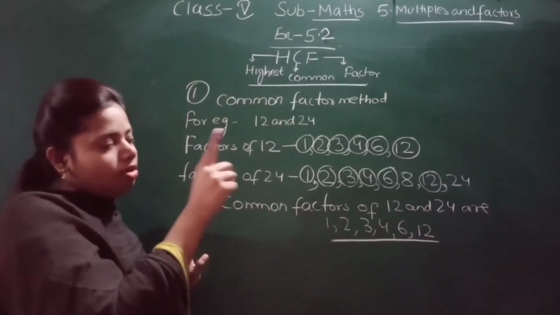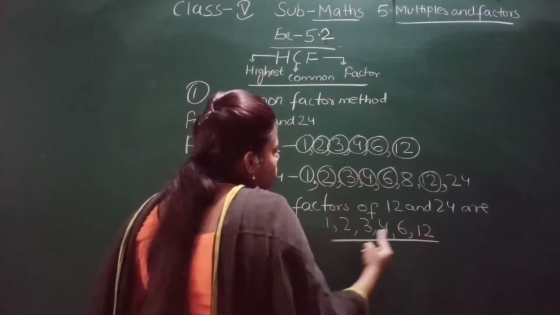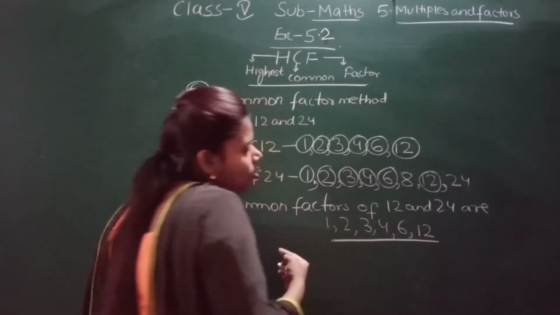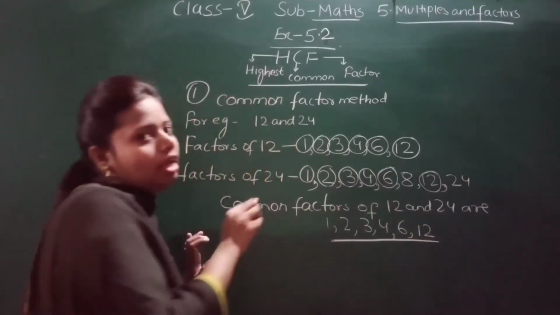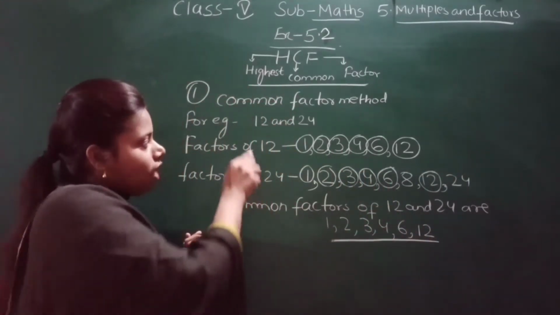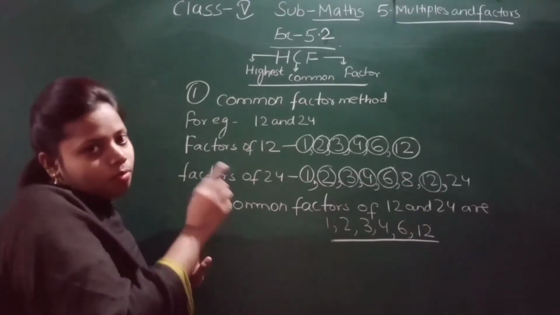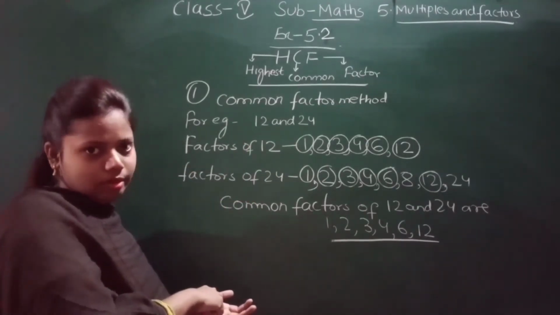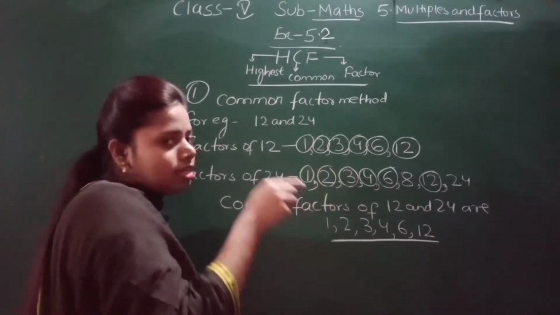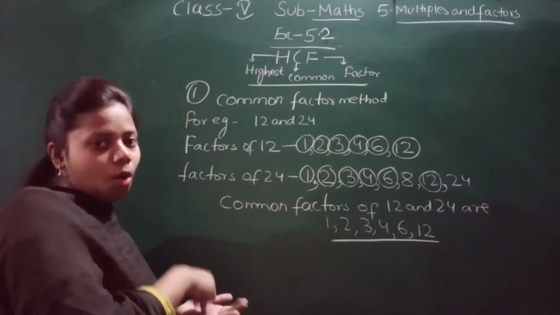HCF means highest common factor. That means which one is the highest one, which one is the biggest one here out of these common factors? 12. That means 12 is the common factor of both. And you know that 12 comes in its own table, and even 24 also comes in the 12 table. Okay, that means 12 is the highest common factor.